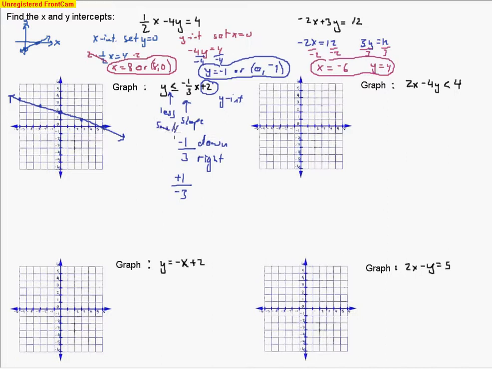And so when I go to smaller y's, I'm going down. So I end up shading in this direction. And so that's what I'll end up doing here.